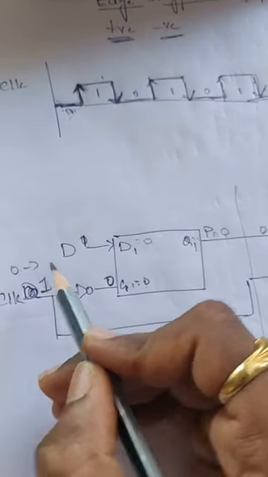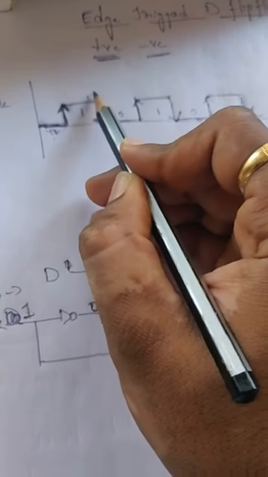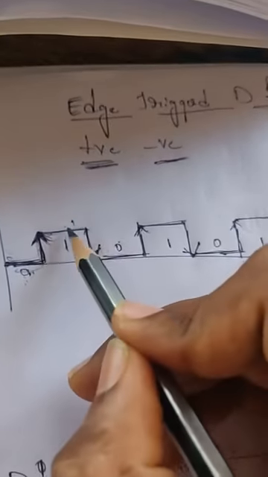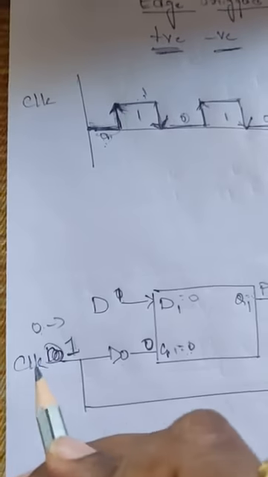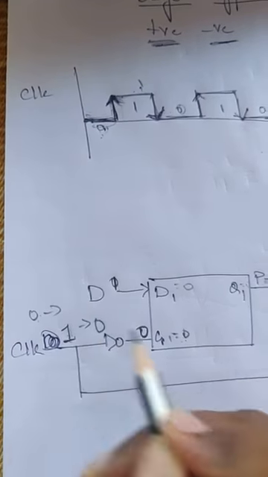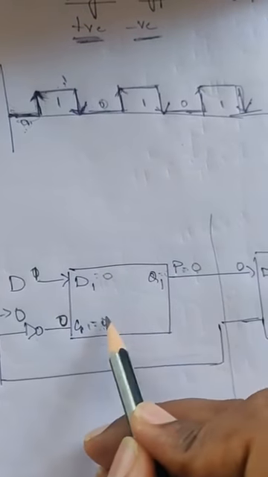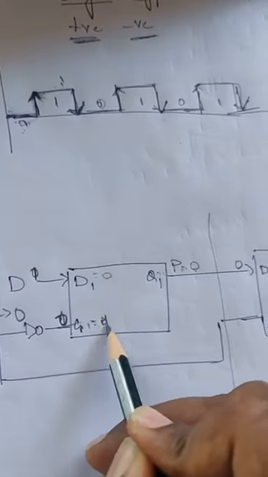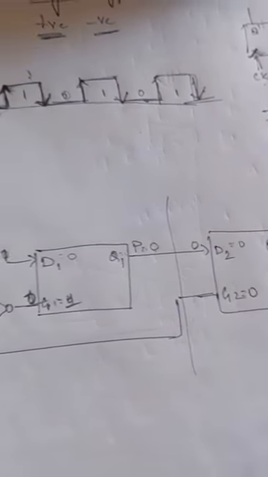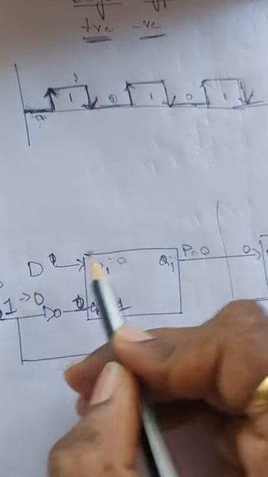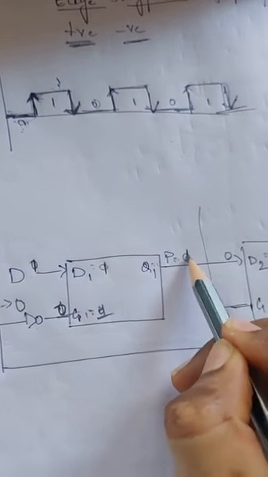So right now, once it is high, again it will move from 1 to 0. So clock will be again 1 to 0 now. So once it gets 0, this will be turned to 1 and this will be 1 and this will be 0. So now I am going to pass D is equal to 1. So this will be 1, P will be 1.